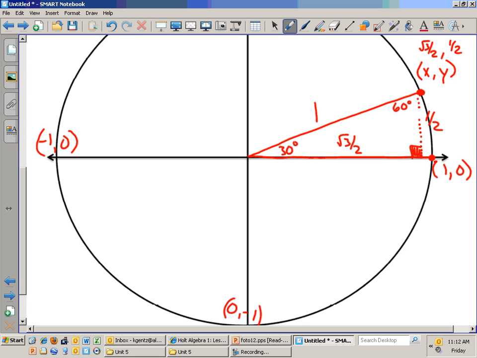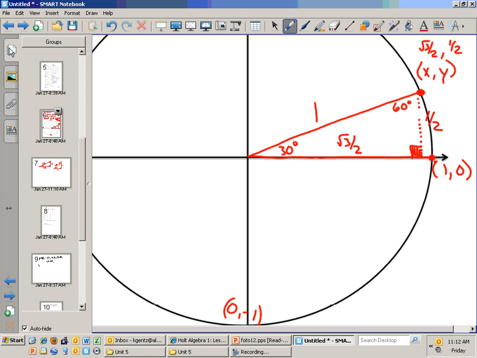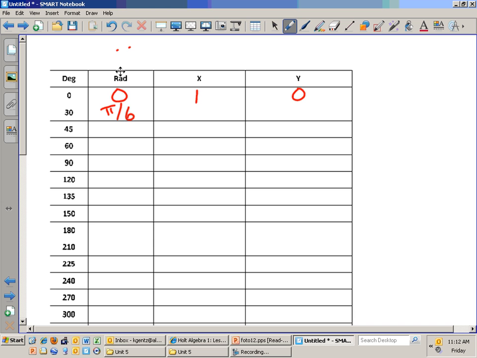If this is 30 degrees and this is 90 degrees, they need to add to 180, so that would make it 60. X is horizontal, y is vertical. So on the back side, I have, as I list here, square root of 3 over 2 would be the x coordinate. The y coordinate would be 1/2.